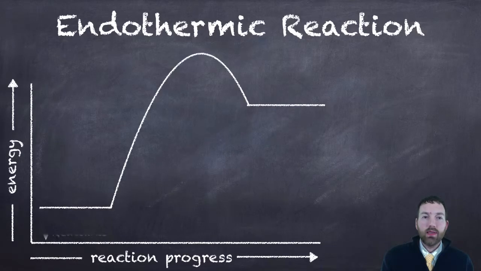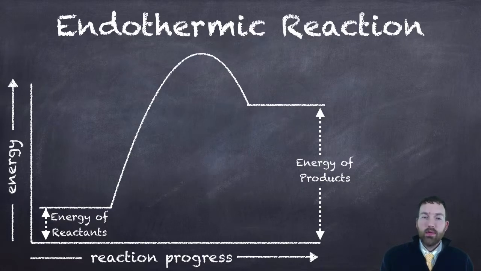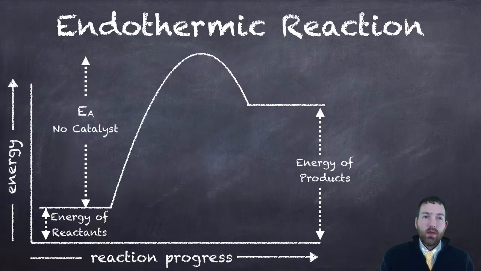So we have a curve like this. Remember, there are reactants on the left. The difference between zero energy on the bottom and where our reactants are starting, that is the energy of the reactants. And on the right, we have our energy of the products, the difference between the bottom and the top of this line here. If we look at how much energy we need to absorb to get to the top of this hill in order for this reaction to progress forward, that is called the activation energy. That is abbreviated with an E sub A. So this is the activation energy with no catalyst.